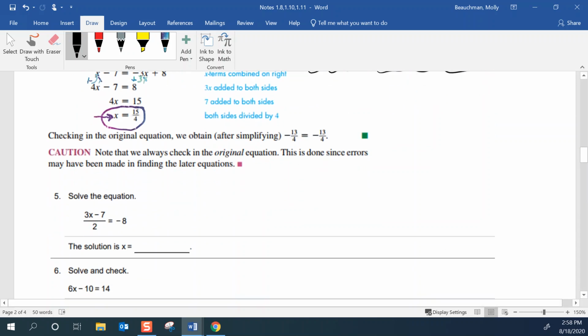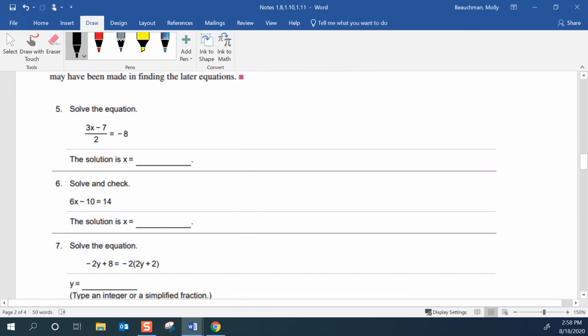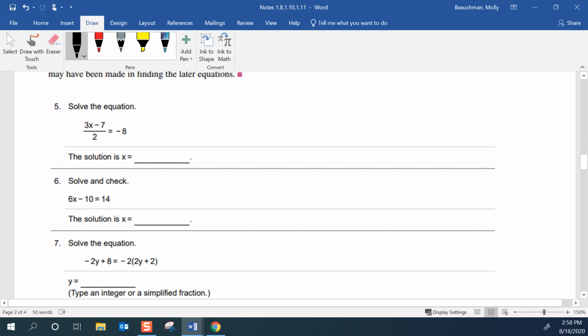So we're going to take a look at some examples, like homework examples that we'll have. The first one, problem number 5. We have 3x minus 7, divided by 2, is equal to -8. We don't have parentheses, but it would be nice to get rid of this fraction. So if you have a single fraction, multiply both sides by the common denominator. Or, in this case, multiply both sides by 2.